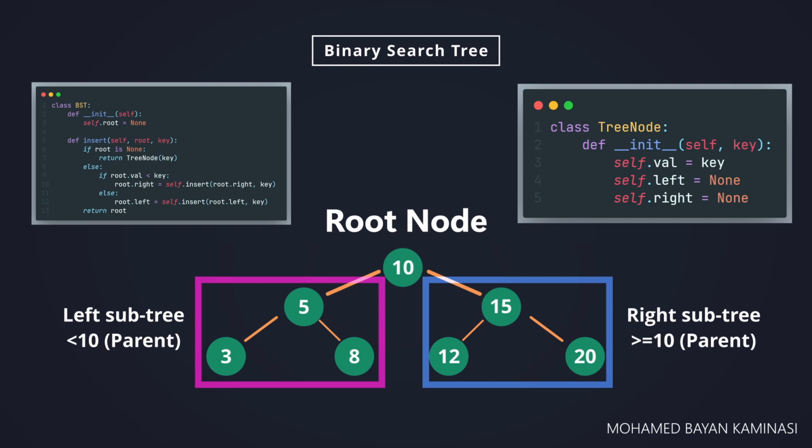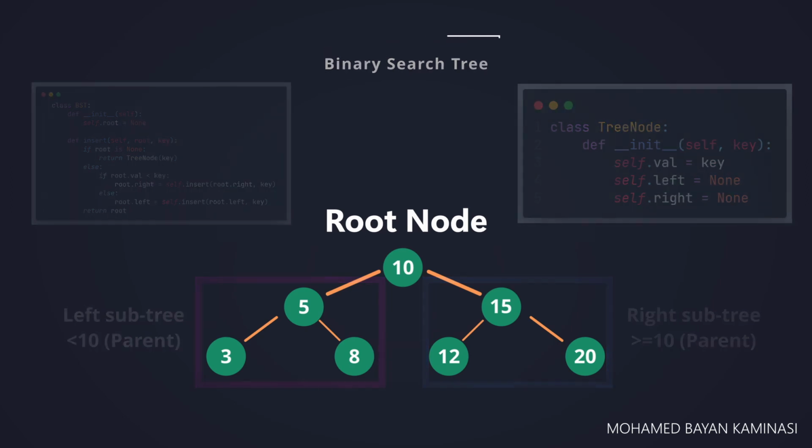In this BST, the left subtree of the node with a value of 10 contains values less than 10, and the right subtree contains values greater than 10. This definition applies to all nodes in the tree. For example, the right child of 15 is 20, which is greater than 15, and the left child of 15 is 12, which is less than 15.